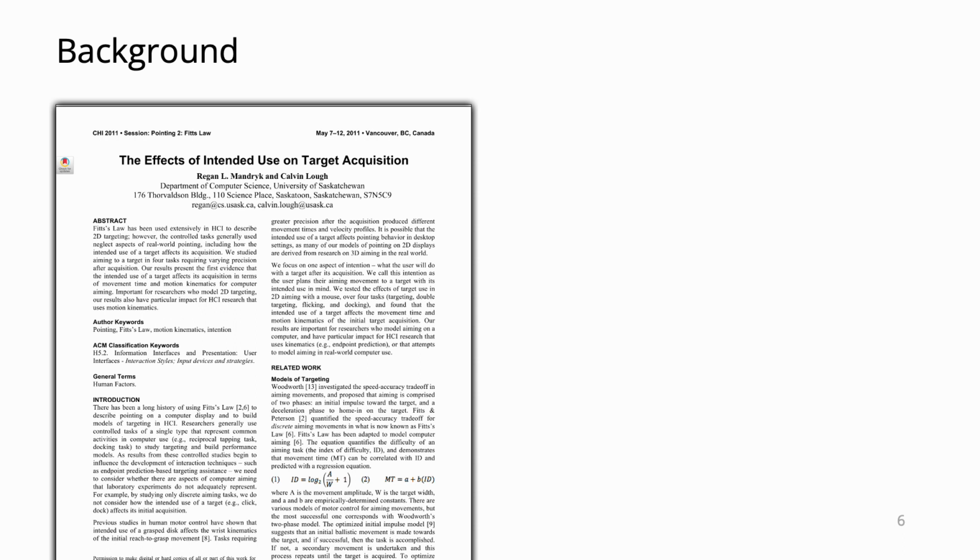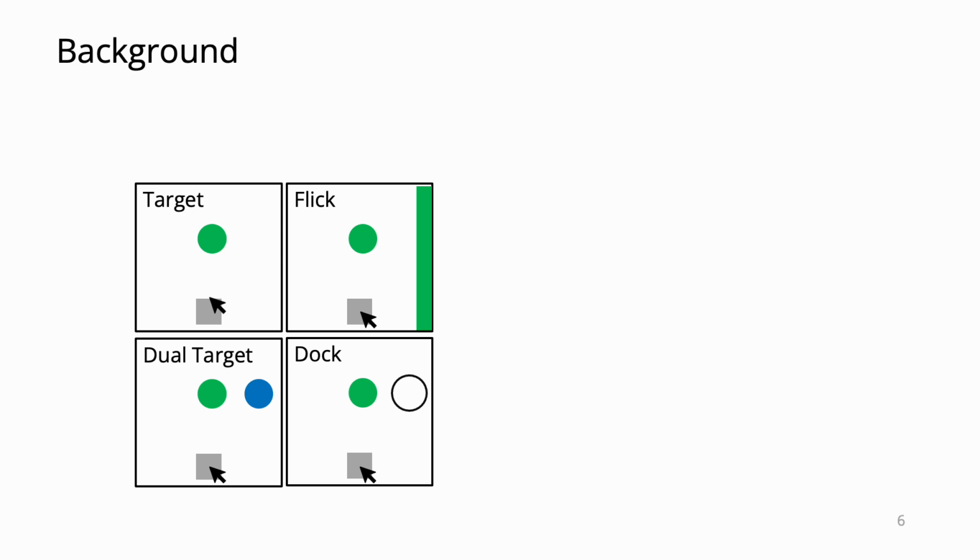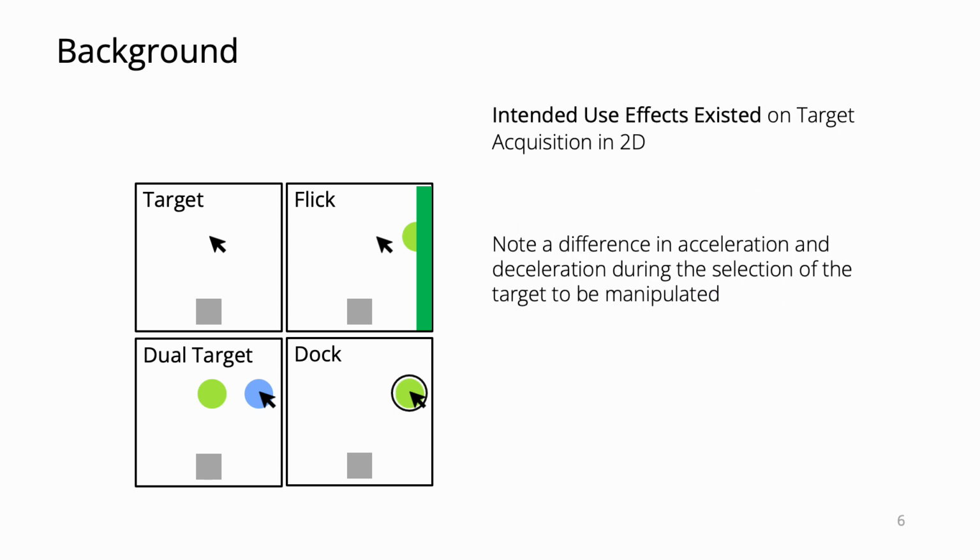In traditional 2D user interfaces, Mandryk and Lough noted that the user acquires a target with a specific goal in mind. Perhaps they wish to click the target. Perhaps the target activates a secondary set of widgets and then they need to click on a second target. Perhaps they wish to reposition it imprecisely or reposition it precisely. They observed that in the context of 2D mouse-based acquisition, the intended manipulation of the target impacts the acquisition performance.